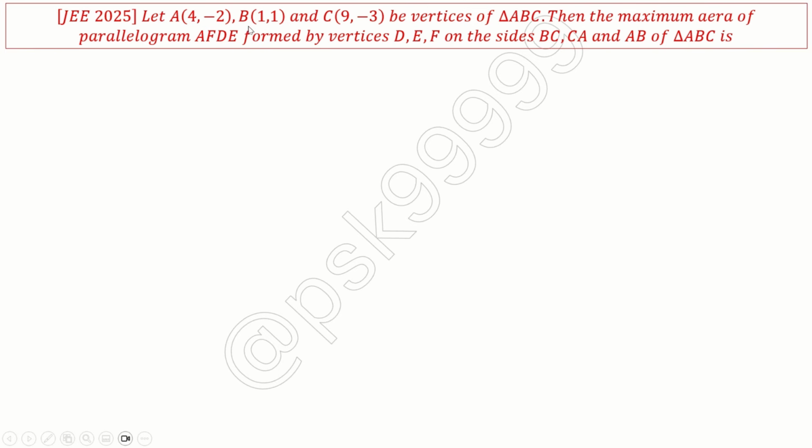Okay, let A, B, C be the coordinates given, the vertices of a triangle ABC. Then the maximum area of the parallelogram AFDE formed by vertices D, E, F on the sides BC, CA and AB of triangle ABC is. Okay, so first draw the diagram. That's the main thing.